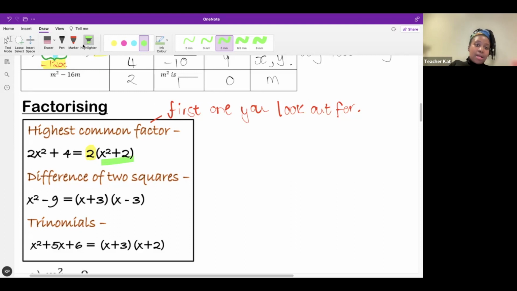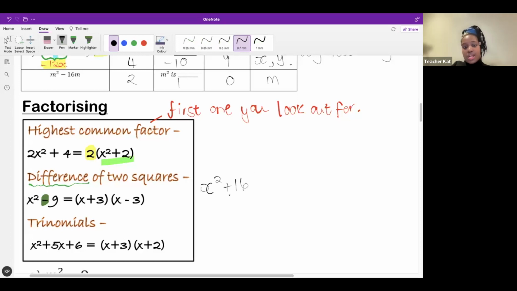Okay. My second one is the difference of two squares. Once again, what does the word difference mean? Which operation am I working with? A minus. Okay. So one thing you guys get caught up with in a test is if I write x squared plus 16 and you guys see two squares and you get too excited. Don't get caught up in that trap. Trust me. Better make sure it is a difference. This is a sum, not a difference. So this doesn't work. So difference of two squares.